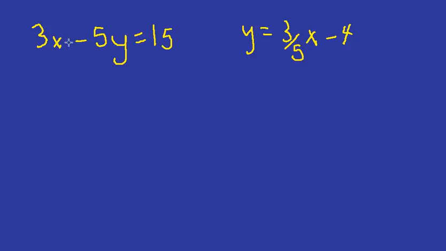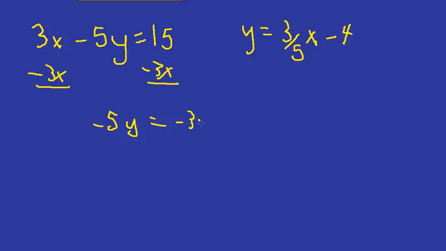So let's take this equation and solve for y. Step 1, subtract 3x on both sides. First, let me make sure I set it up correctly so that I can write this out. We're going to subtract 3x on both sides. So now you're going to have negative 5y equals negative 3x plus 15. Now you've got one step. Divide by negative 5, and you're going to divide everything by negative 5.